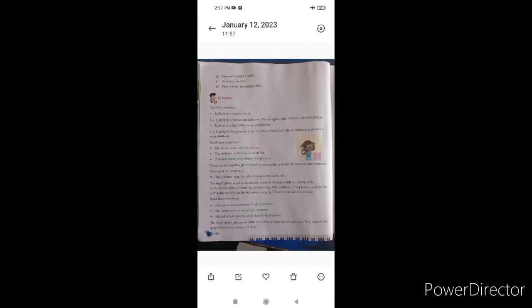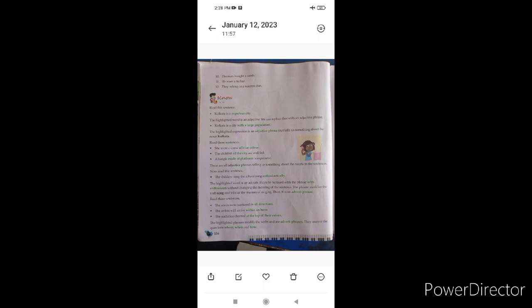Hello, students. Yesterday we started our chapter 18, kinds of phrases, and we discussed the meaning of phrase, and we did a few exercises on phrases, and we also discussed adjective phrase. Today we will discuss adverb phrase. What do you mean by adverb phrase?